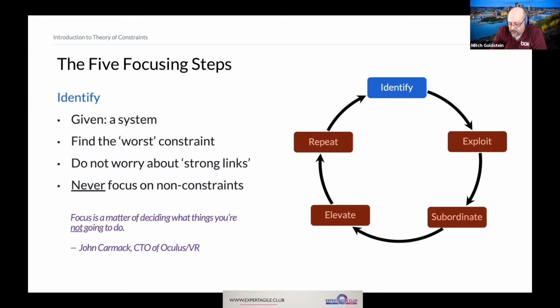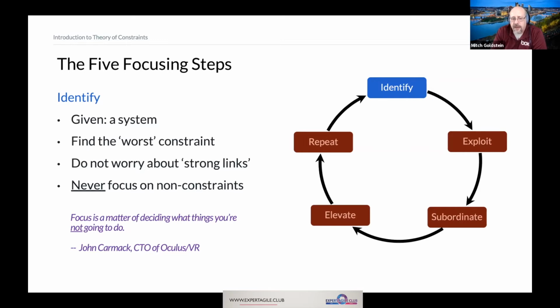Now, remember, when we say system, frequently we don't mean an entire company, where large companies have hundreds and hundreds of systems. We're probably going to hone in on a value stream, which is either a manufacturing or a lean term for when you start thinking about a product to the time where it actually ends up being used. We try to find the worst constraint, the one that is the biggest offender, the weakest link in the chain, and we do not focus on or worry about the strong links at all. We do not focus on non-constraints.